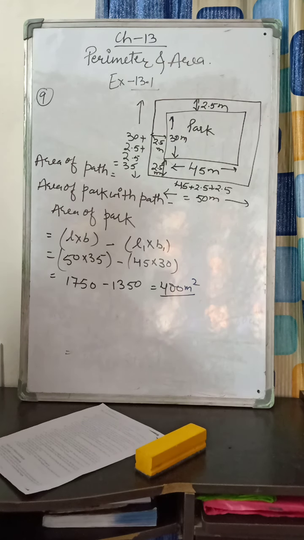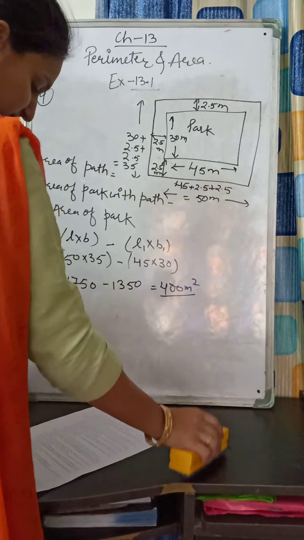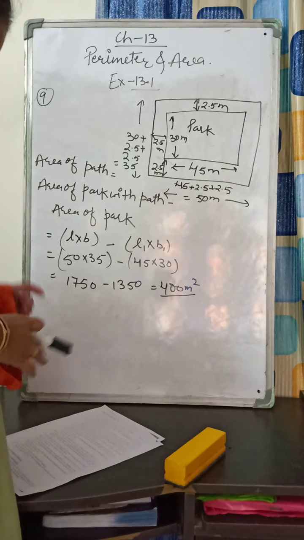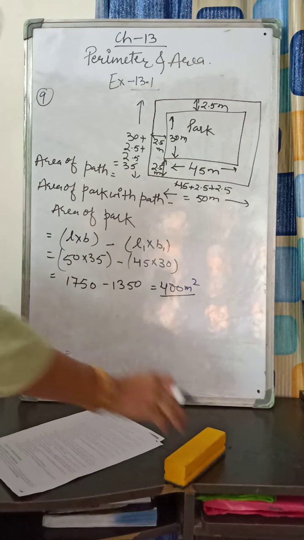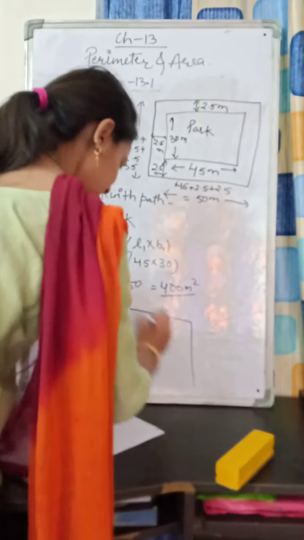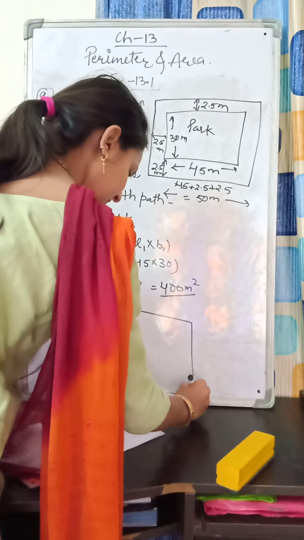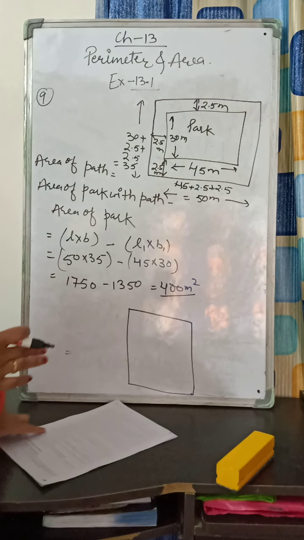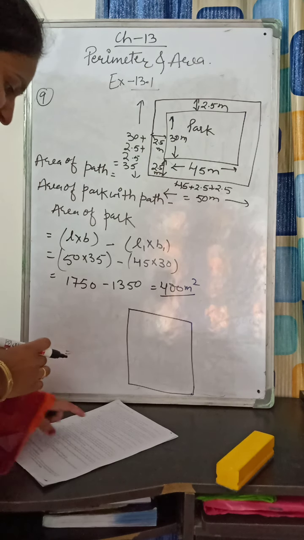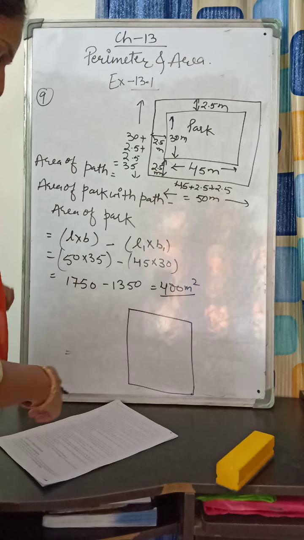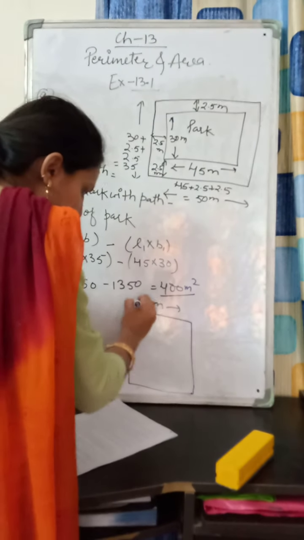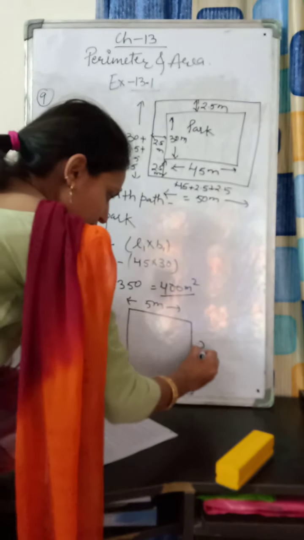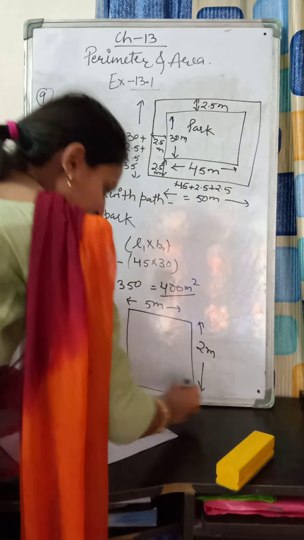Now the 10th question: a carpet of size 5 meters long and 2 meters wide has a 25 centimeter wide red border. Okay, so the carpet is like this. Students, here the measurement of this whole carpet is given. So 5 meters is the length and 2 meters is the breadth of this carpet.